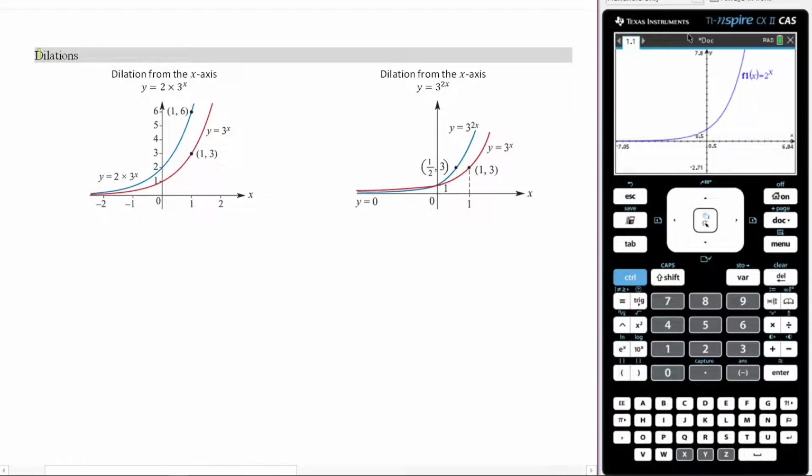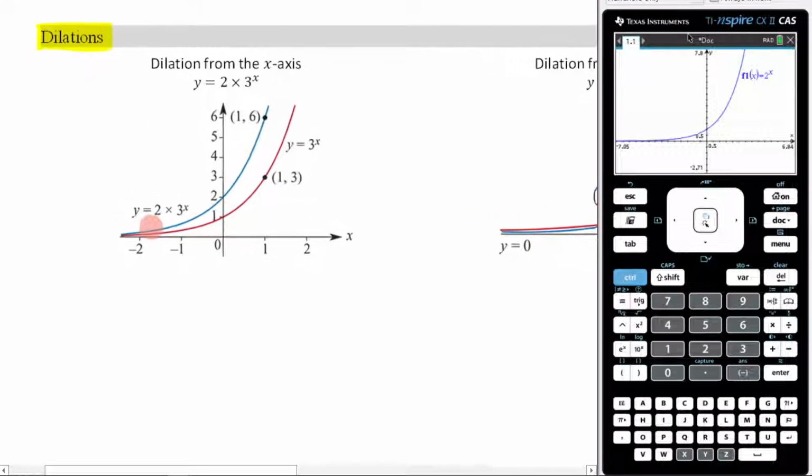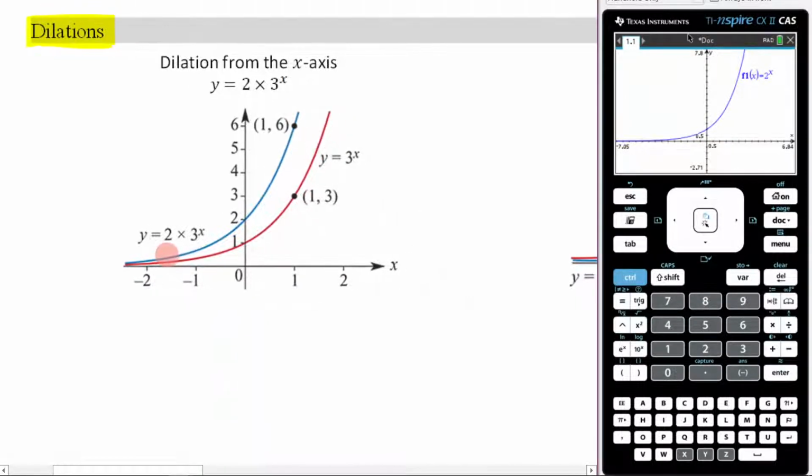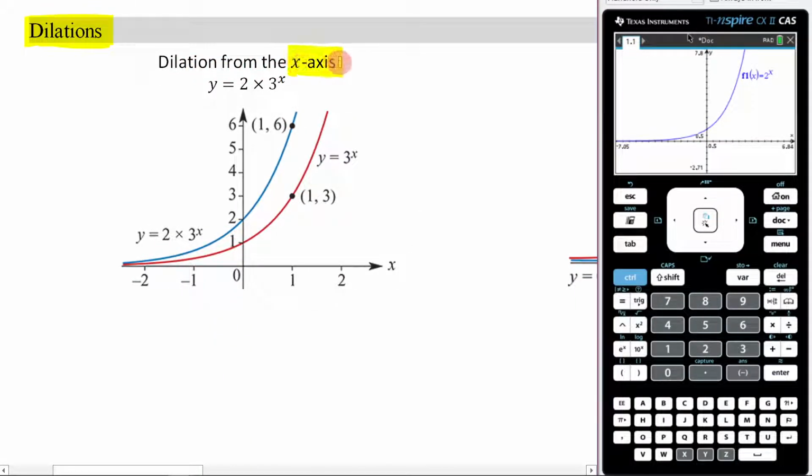We're now going to talk about dilations. So let's zoom in and we're just going to look at this example before us. Okay, so we're dilating from the x-axis here. And as you can see, what's happening is we're taking the graph 3 to the x and we're multiplying the entire thing by 2. So let's really consider this for a moment.